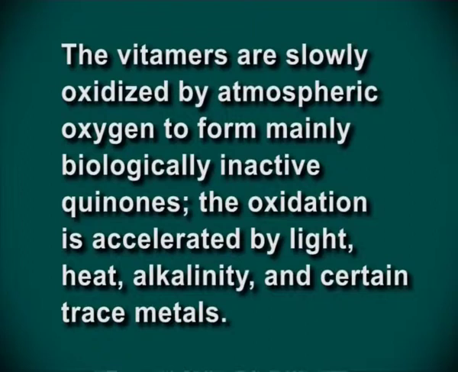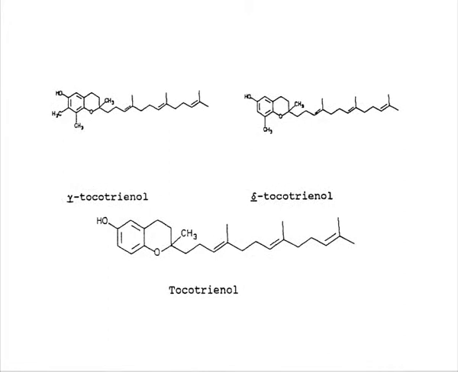Tocopherols and tocotrienols are destroyed fairly rapidly by sunlight and artificial light containing wavelengths in the UV region. The vitamins are slowly oxidized by atmospheric oxygen to form mainly biologically inactive quinones. The oxidation is accelerated by light, heat, alkalinity and certain trace metals. The tocotrienols, by virtue of their unsaturated side chain, are more susceptible to destruction than the tocopherols.